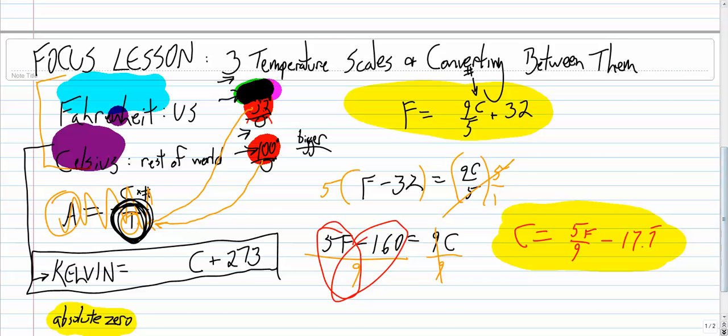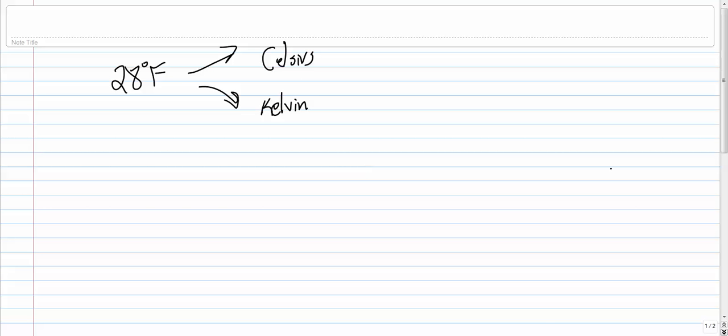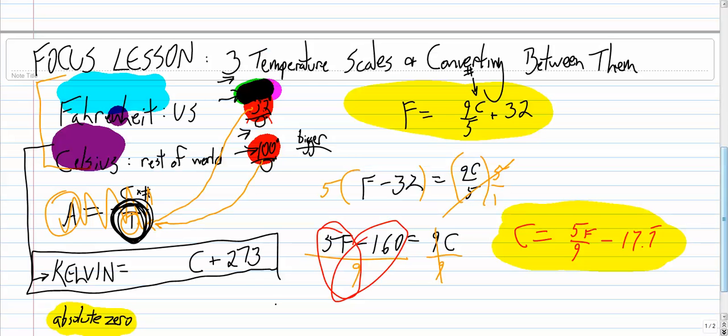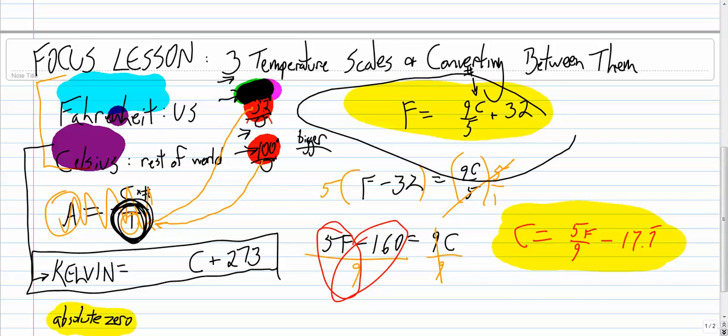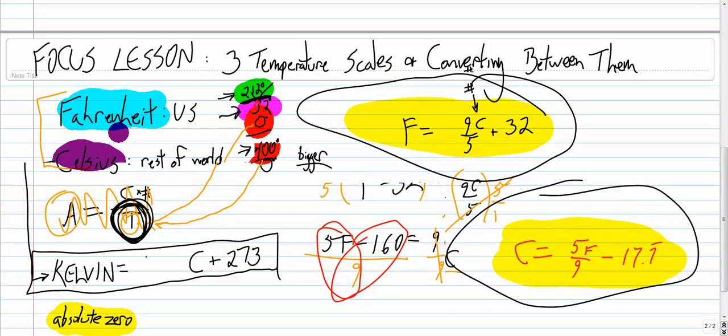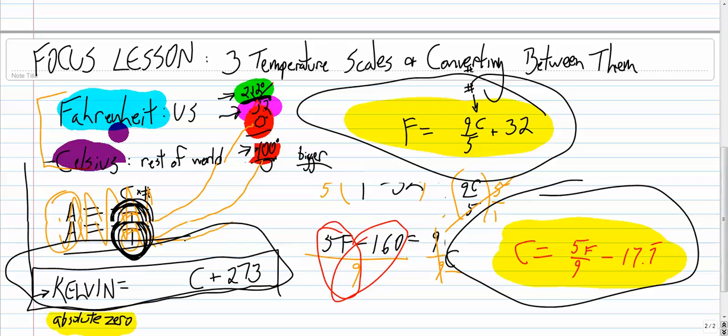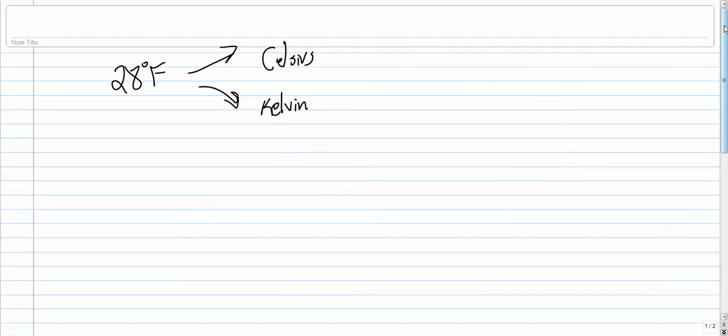Okay, so let's say that we go outside on a wonderful April day, and let's say that it's 28 degrees Fahrenheit. I want to switch that both to Celsius and to Kelvin. Which one am I going to do first? Obviously, I hope I'm going to do Celsius first, because I gave you guys these equations here, and we can only get Kelvin once we already know Celsius.